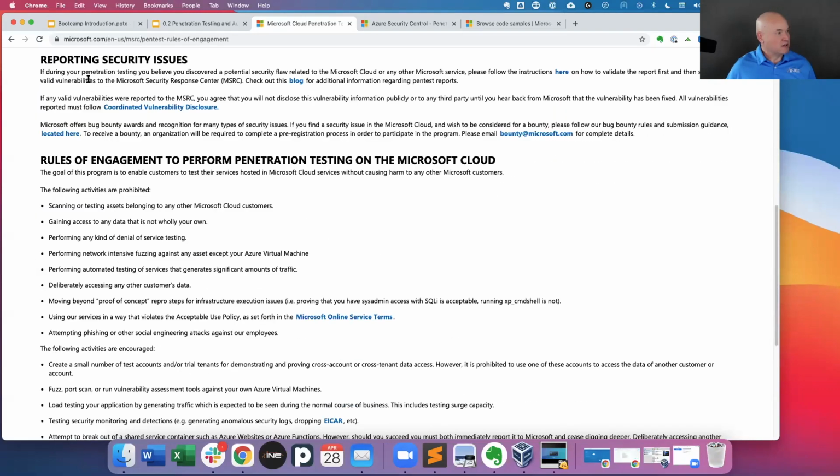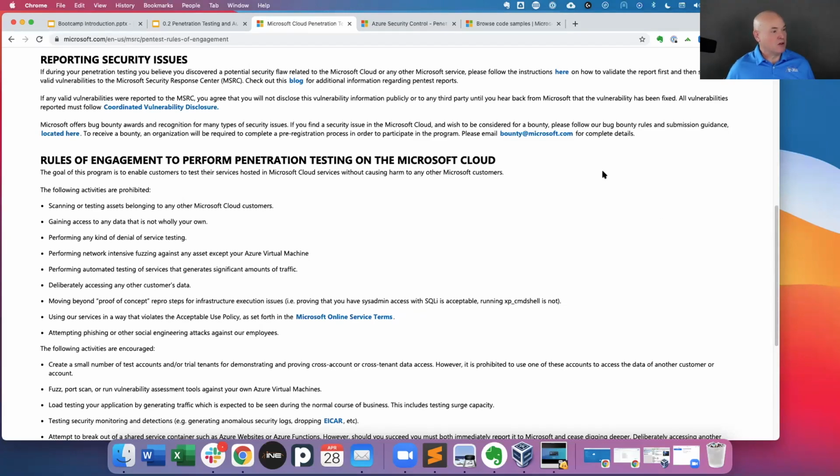Reporting security issues: if during the penetration test you believe you discovered potential security flaws related to Microsoft Cloud or any other services, please follow the instructions here. There's a link. If you find a bug, think about it almost as a bug bounty. In case you find a bug, you can report that. That's a good thing to report, because being able to find bugs like that is kind of cool. But don't go out of your scope to find those.